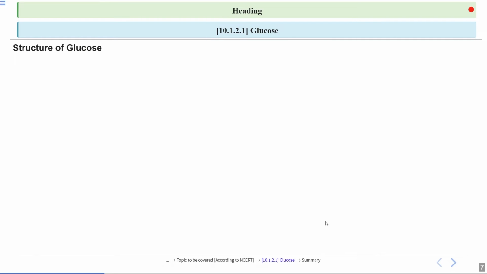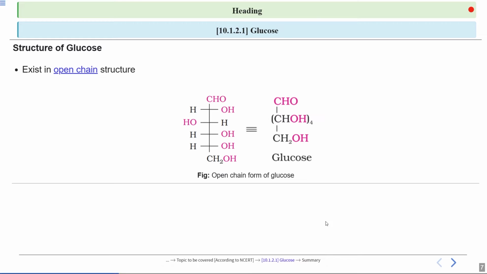Now we will talk about the structure of glucose. So notice that glucose can exist in an open chain structure. This means that the molecule is arranged in a straight line. So if you see, this is the open chain of glucose. Okay, so we have 6 carbon atoms and we have one aldehyde group over here. So this is what represents the open chain of glucose. And this, if you write in a more condensed form, then this also represents the structure of glucose. So this is the open chain form of glucose.